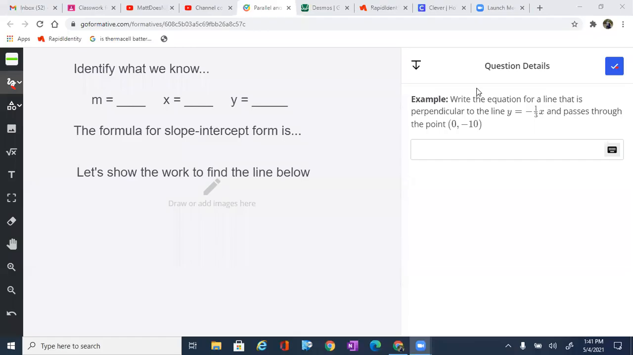All right, so we're going to write an equation for a line that is perpendicular to the line y equals negative 1/3 x and passes through the point 0, negative 10. The important part here is that we are going to write an equation for a line, and that line must be perpendicular.